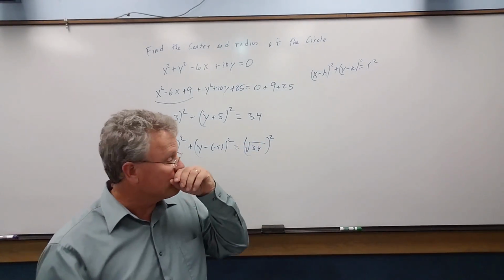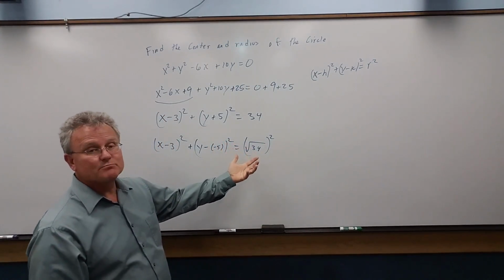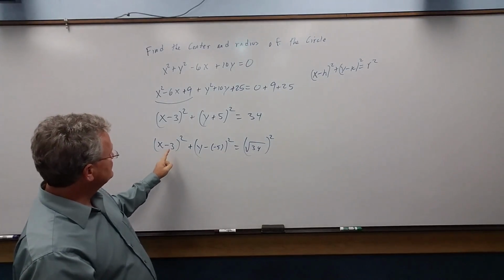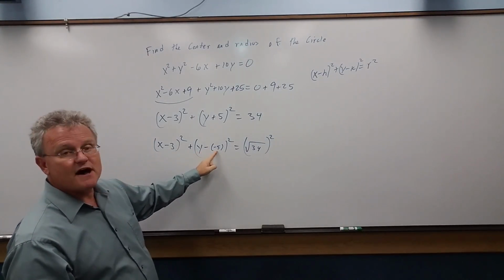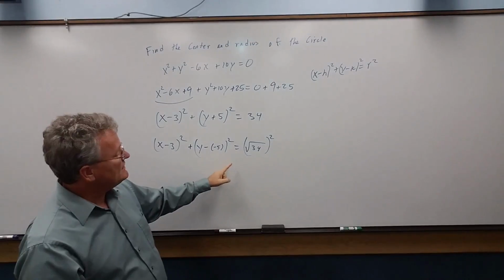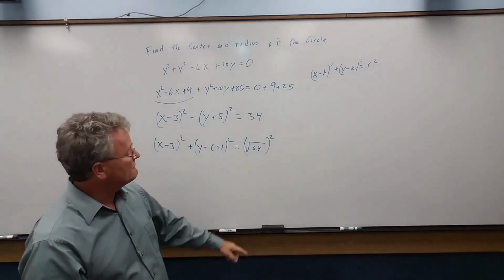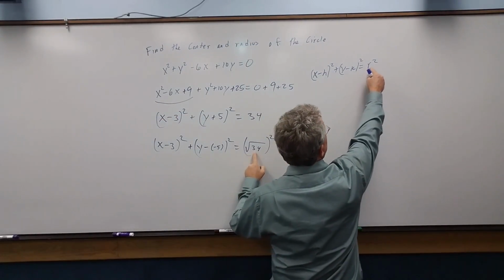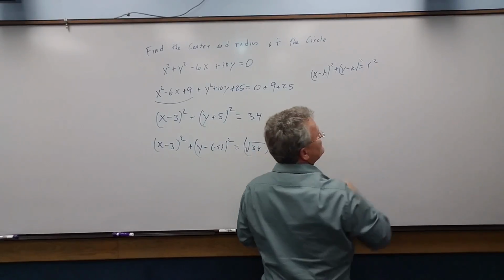Because the square and the square root are inverse operations, it becomes pretty clear that the center is the point (3, -5), and the radius is the square root of 34, because we have the square root of 34, and that quantity is squared.